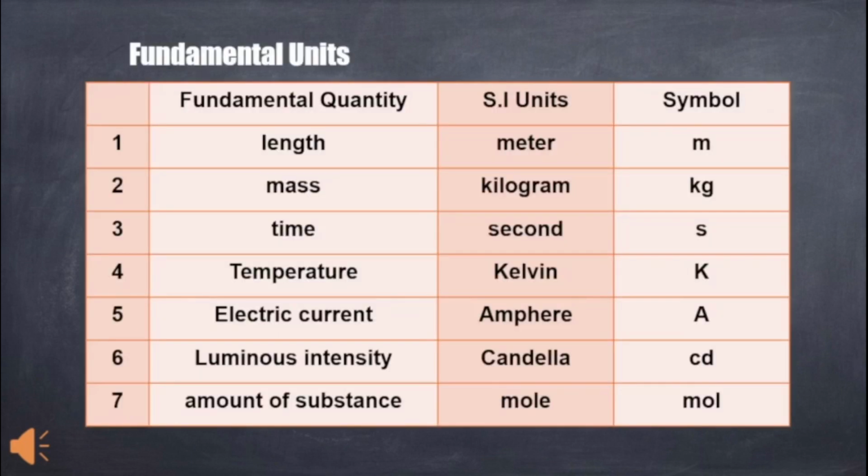Here are the fundamental units used in SI units. Remember the symbol, whether it is a capital letter or small, because it is important in defining units of measurement. So, the first quantity is length, and meter is commonly used for length, then mass, and kilogram is the common unit. Time is second, temperature is Kelvin, electric current is ampere, luminous intensity is candela, and lastly, amount of substance is mole.